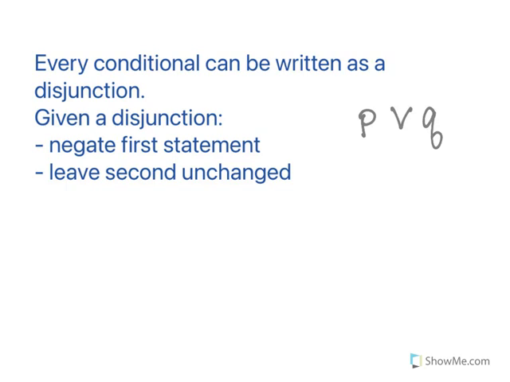Given a disjunction, so if we have P or Q, how to write this as a conditional is we first negate the first statement. So we negate the first, which makes this a negative P, and the second remains unchanged. So these are equivalent. If we have P or Q, that means if not P, then Q. That's how we write a disjunction as a conditional, and vice versa.